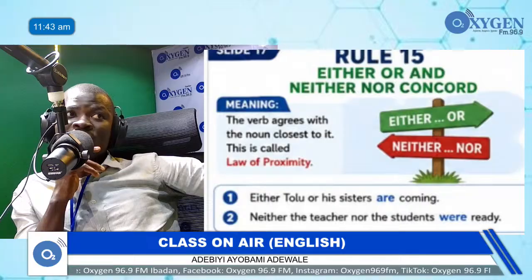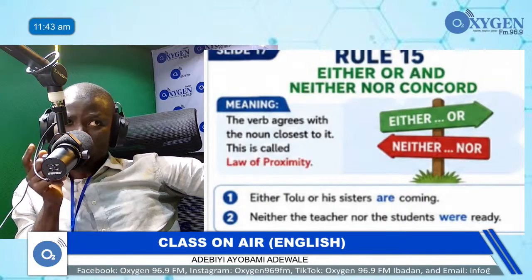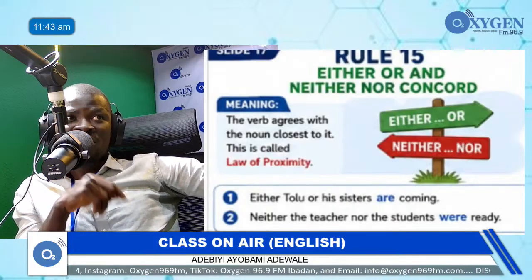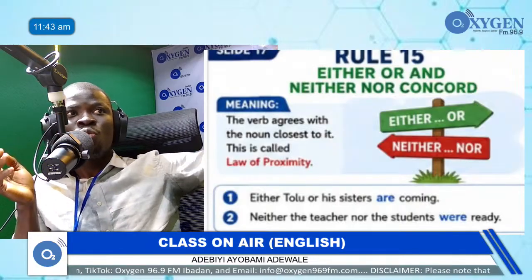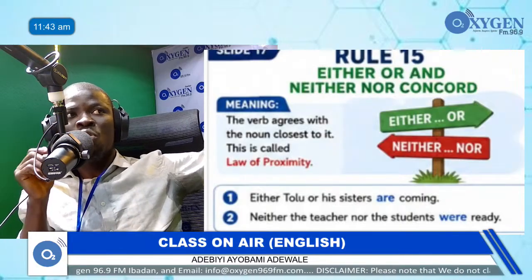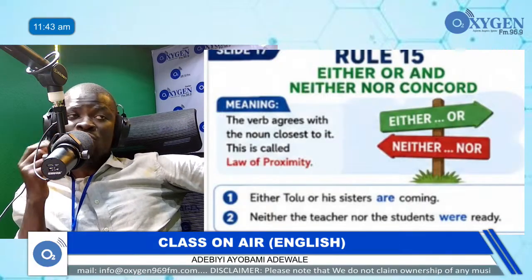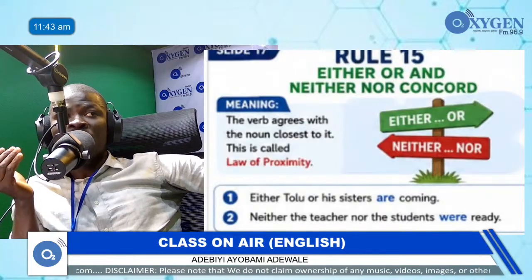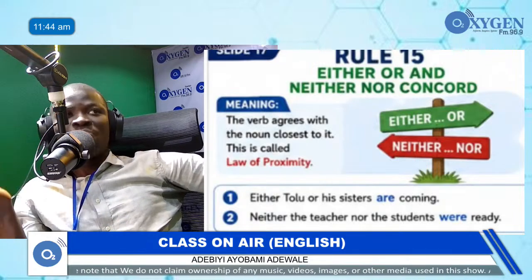If we say also, neither the teacher nor the student was ready, because we are talking about a teacher and we are talking about a student, two separate persons, not one versus two, or one versus more, or more versus one, or more examples like that. And the same thing applies where we have the subject in plural: either the students or the teachers are expected.